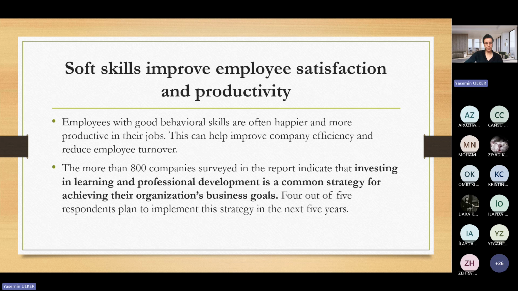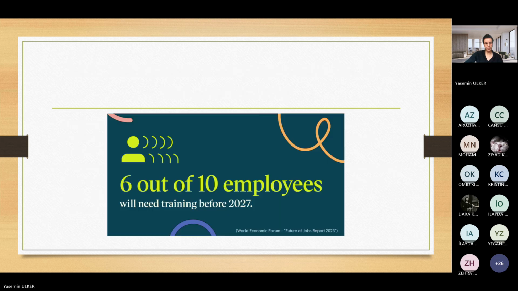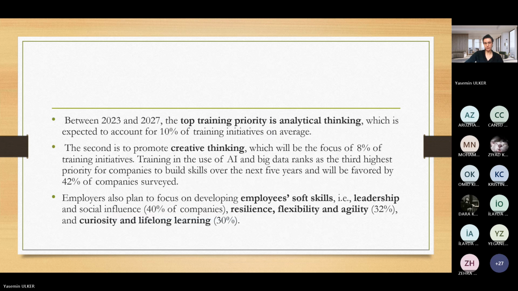Okay, so you see, 6 out of 10 employees will need training before 2027. The top training priority has now become analytical thinking, which is expected to account for 10% of training initiatives on average.